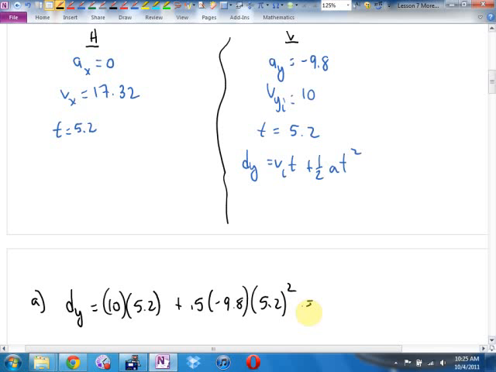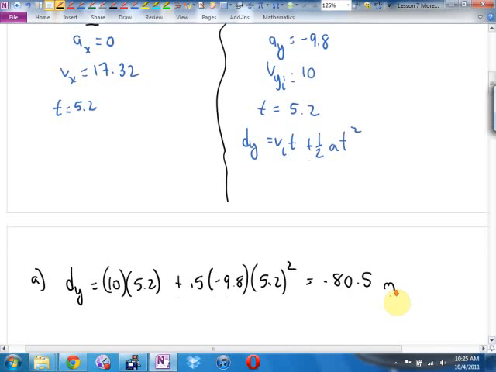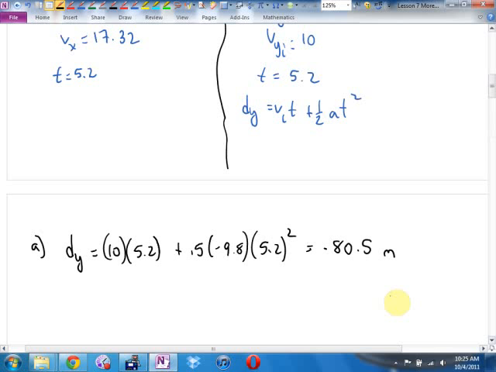What did you get? Negative 80.5? Anyone else? Negative 80.5? Units? Meters? I would accept that. Technically, if I'm really, really fussy, technically, height's a scalar. We don't say, how high is the cliff? Negative 80.5 meters. So I guess technically I should just say that. But if you called it negative, I'm not taking marks off. I don't mind the vector. Okay, there's A.